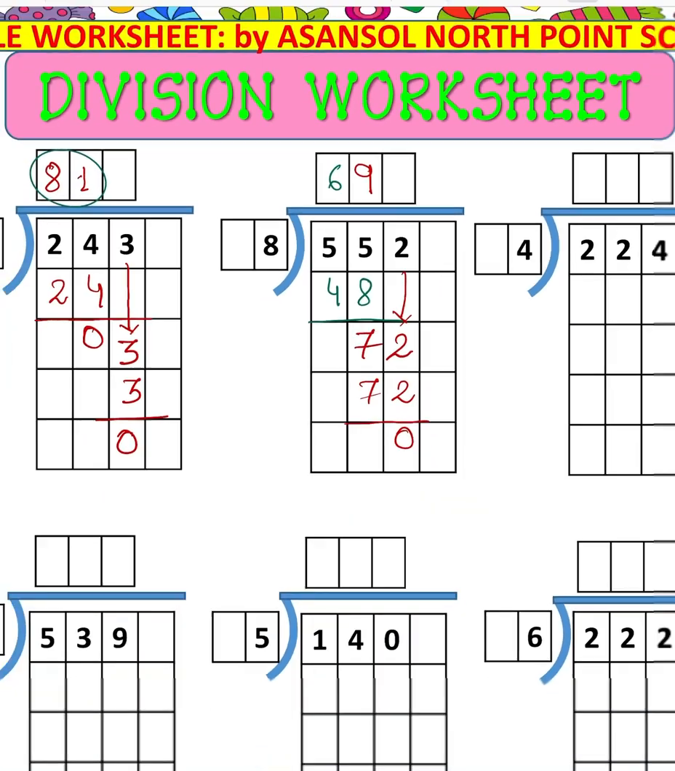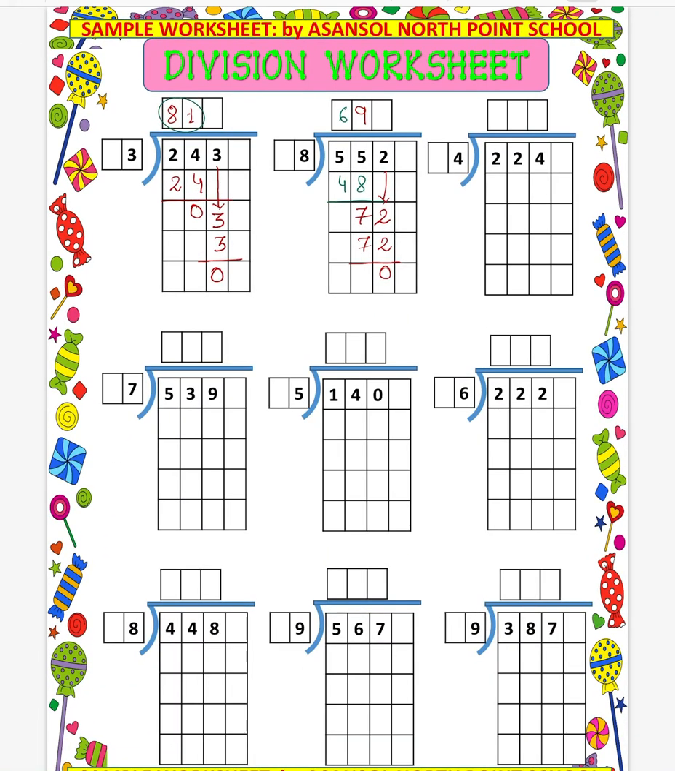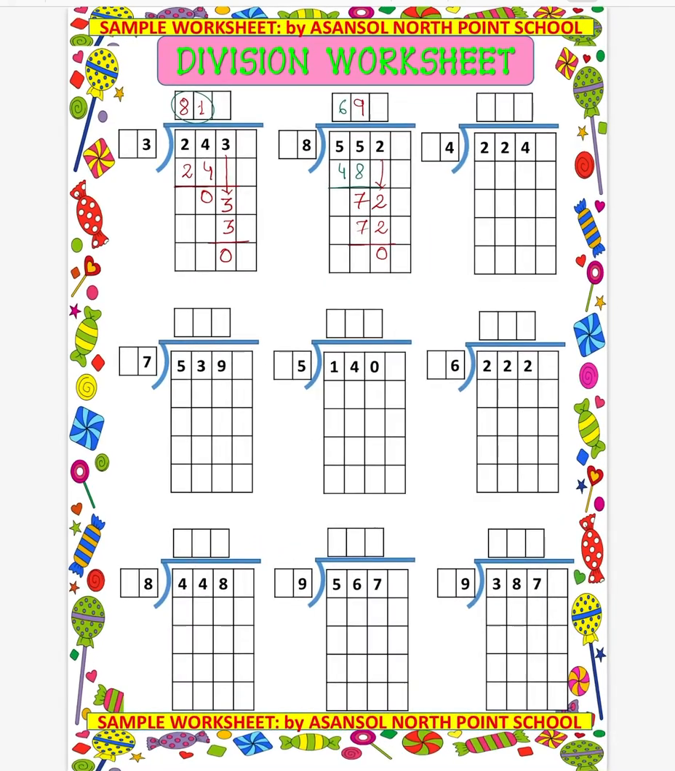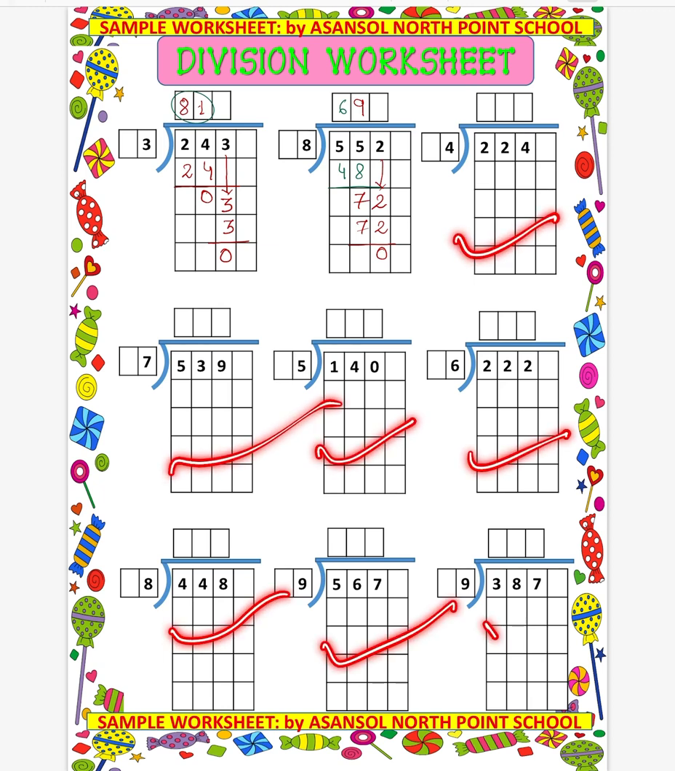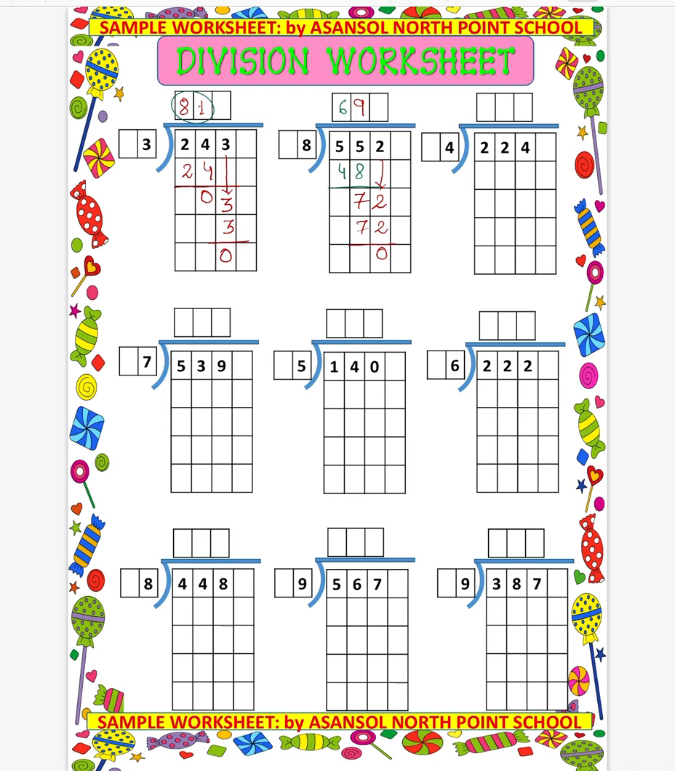Now there are many more examples. You can see here 224, you have to divide it by 4. Then 539 by 7, 140 by 5, 222 by 6. Now three more examples: 448 which you have to divide by 8, 567 by 9, and 387 by 9. I want you to solve these seven divisions by yourselves.